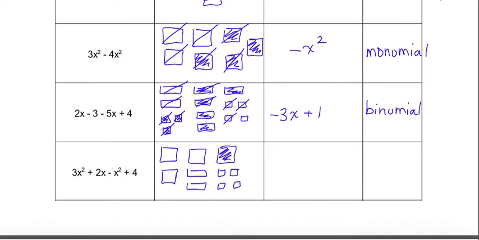Again, I want to eliminate any set of shapes that are the same size, but one's positive and one's negative. So I am eliminating one set of my large x squareds. So I'm left with 2x squareds, those are positives, plus 2x plus 4. This has 3 terms, so this is a trinomial.